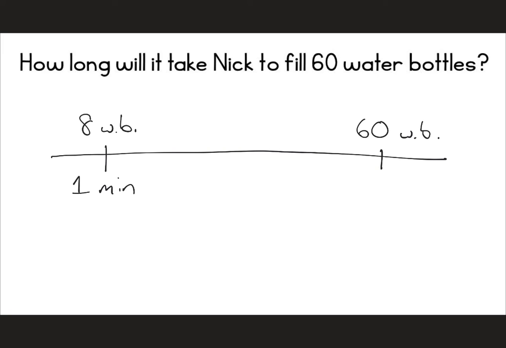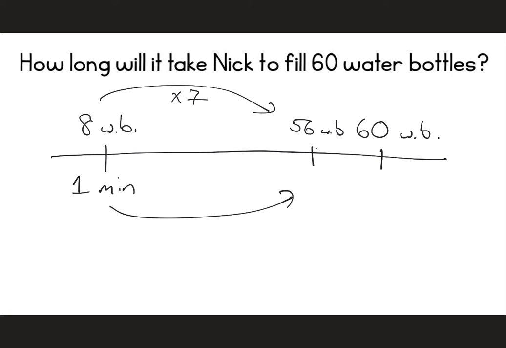So what can we multiply 8 by that will get us close to 60? 8 times 8 is 64. That's too much. So 7. If we multiply 8 times 7, that would be 56 water bottles, from the last slide. And 1 times 7 is 7 minutes. How many more water bottles do we need if we're trying to get to 60? 4. So we need to add 4 more water bottles. Can we figure out how long it takes them to do 4 water bottles?